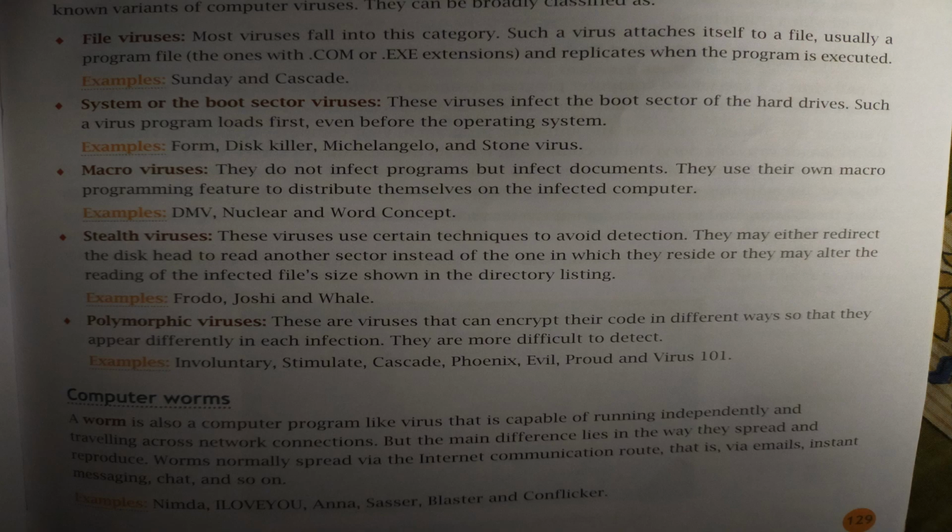Okay. Then, computer worms. A worm is also a computer program like a virus that is capable of running independently and traveling across network connections. But the main difference lies in the way they spread and reproduce. Worms normally spread via internet communication routes, that is via emails, instant messaging, chat, and so on. Examples, Nimda, I Love You, Anna, Sasser, Blaster, and Conficker. These all are worms.